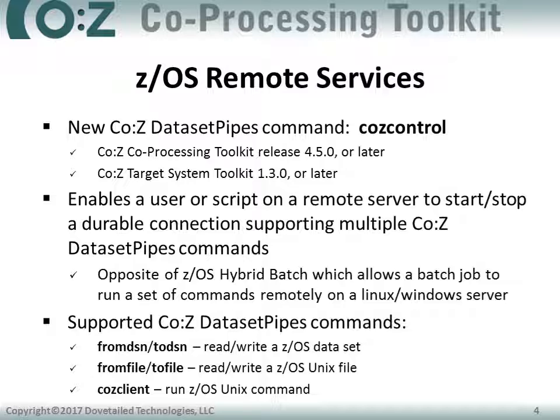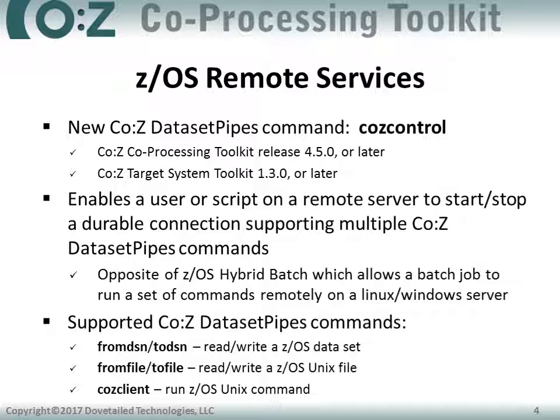The new COSI Control command enables a user or a script to start or stop a durable connection to a ZOS system. When the COSI Control command is executed on a Linux system, for example, it establishes a single SSH connection which authenticates and starts a Dataset Pipes server for the user on ZOS. This model is essentially ZOS Hybrid Batch in reverse because the process is initiated from the remote Linux or Windows client.